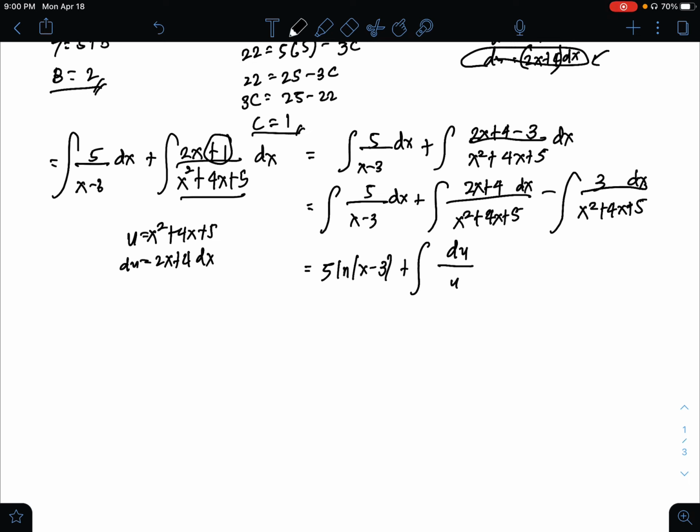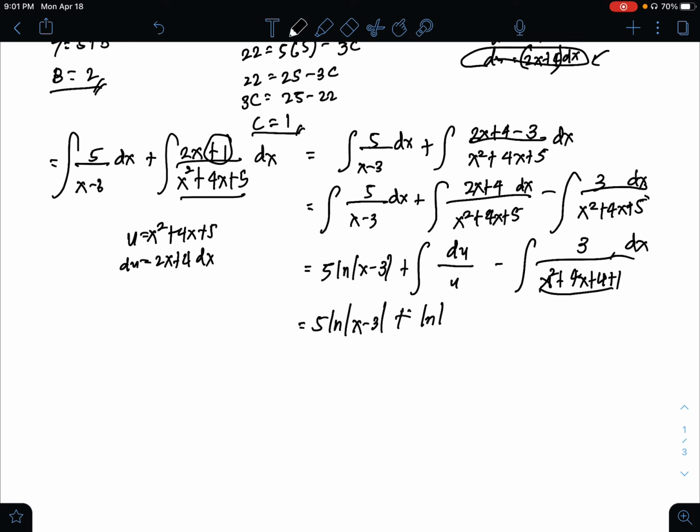If we use substitution there, that's du over u minus, and we can separate this. We can factor out x plus 2 squared: x squared plus 4x plus 4 plus 1. So plus, this is ln of u minus 3 dx over x plus 2 squared plus 1.